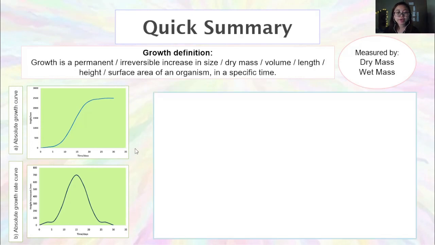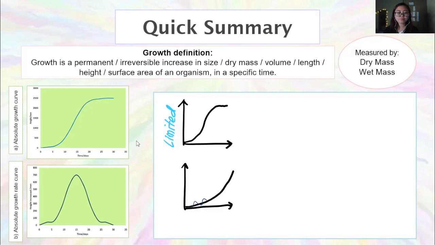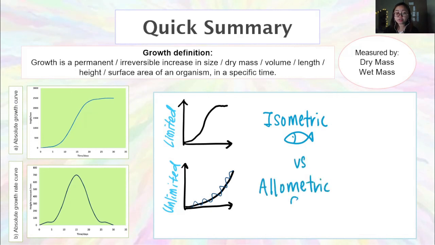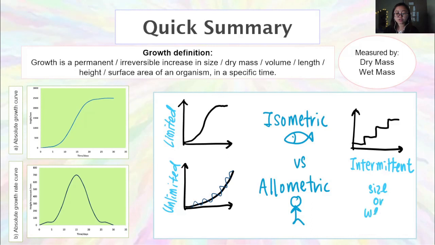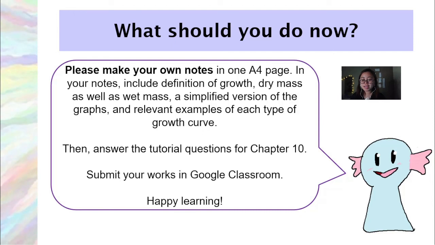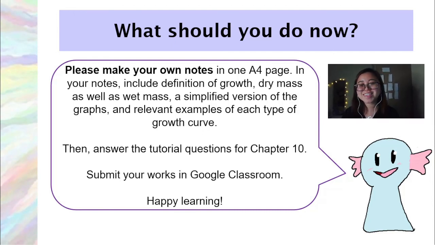growth curve. In 10.3, we talked about 5 different growth patterns, which are the limited growth curve, unlimited growth curve, isometric growth, such as in fishes, versus allometric growth, such as in humans. And last but not least, we talk about intermittent growth curves. And of course, I also asked you to look at whether the parameter is referring to the size of that organism or the weight of that organism. Okay, so that's pretty much it for this subtopic, for this chapter, and for this semester.